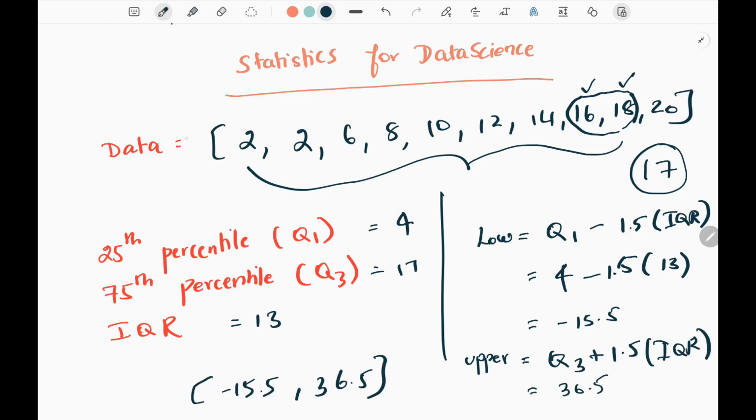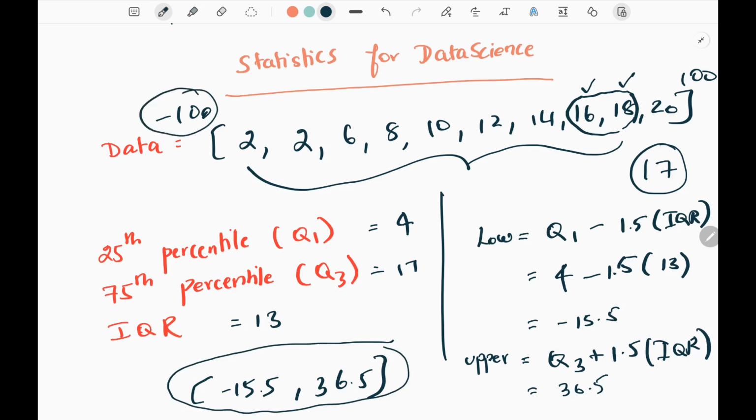So assume there is a point like minus 100 and 100 in this data set, right? Since we know this is the range of normal values for this particular data, whatever values fall out of this range will be considered outliers. So in this case, negative 100 and positive 100 are the outliers, which are extreme values. If we consider these values in the data, they will have a high impact and the model is going to perform badly, right?